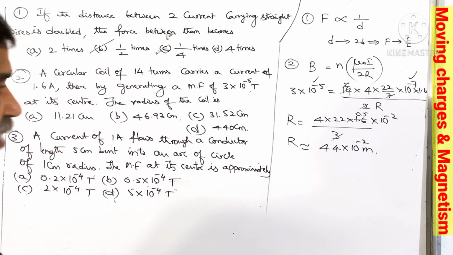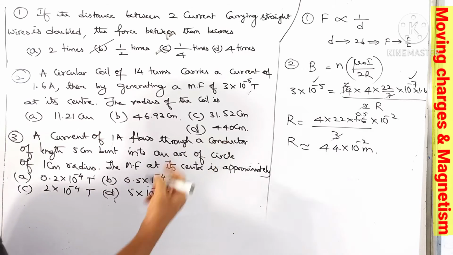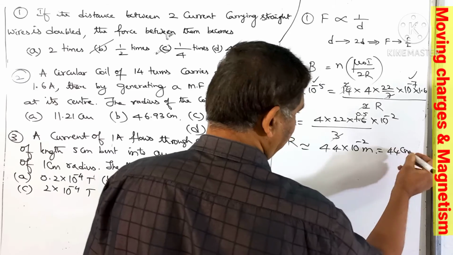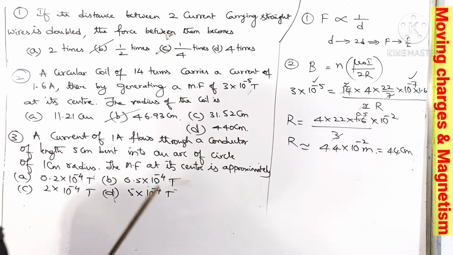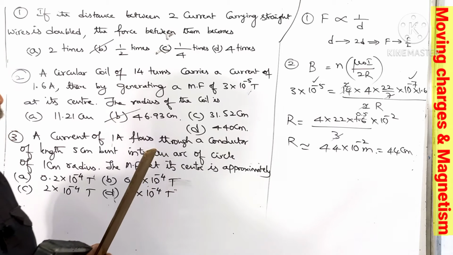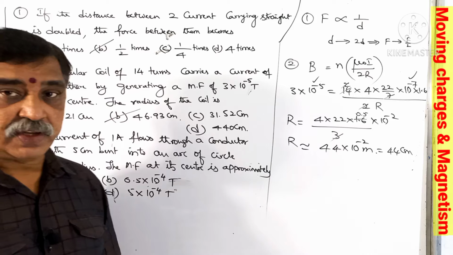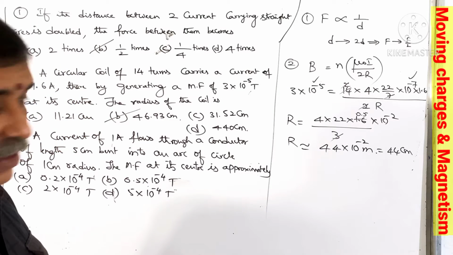So among the given options, that is option B. So this is 44 centimeters. This is approximately 44 centimeter, so we'll go for this one. Actual calculations, we are not supposed to do it. So approximate calculations, taking nearest integer. That is the way we have to go forward in CET calculations.